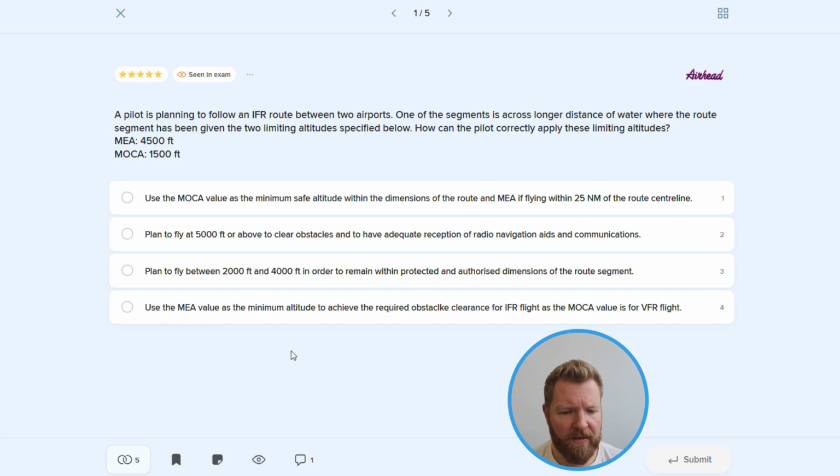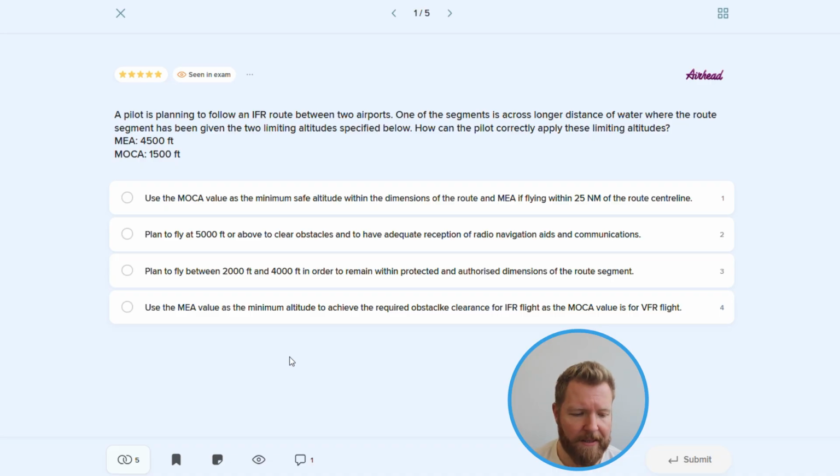Okay, let's start with defining what MEA and MOCA actually are. First, let's talk about MOCA, the minimum obstacle clearance altitude. It is an altitude that provides a minimum obstacle clearance for a defined segment of a flight. For example, for the en route phase of an IFR flight, it is 1,000 feet with an increase in mountainous terrain to 1,500 feet if variation in terrain elevation is between 3,000 and 5,000 feet, or up to 2,000 feet clearance if variation is above 5,000 feet.